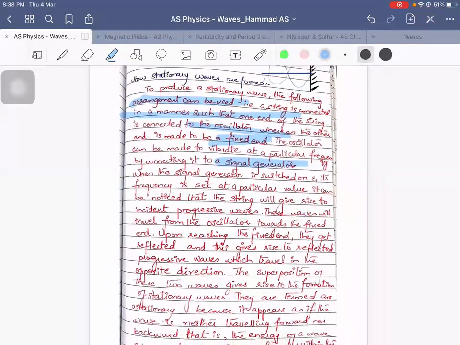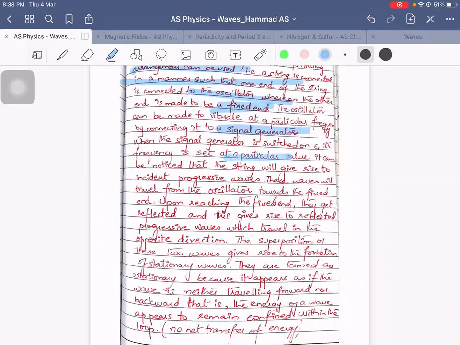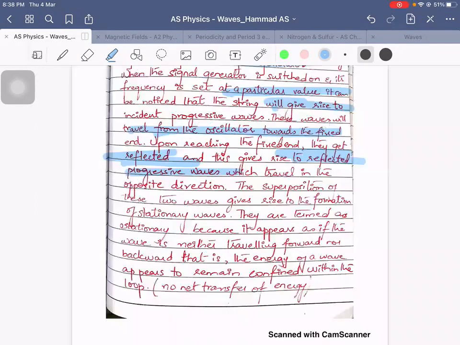When the signal generator is switched on and its frequency is set at a particular value, it can be noticed that the string will give rise to an incident progressive wave. These waves will travel from the oscillator towards the fixed end, and upon reaching the fixed end, they get reflected, and this gives rise to a reflected progressive wave which travels in the opposite direction. The superposition of these two waves will give rise to the formation of a stationary wave.